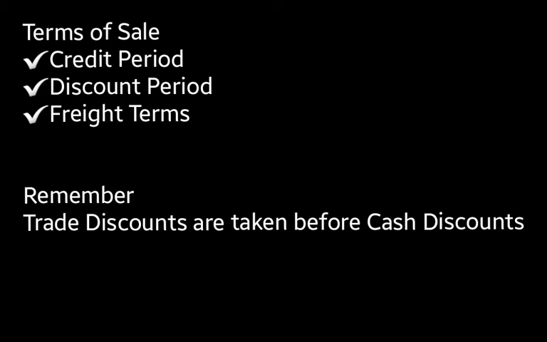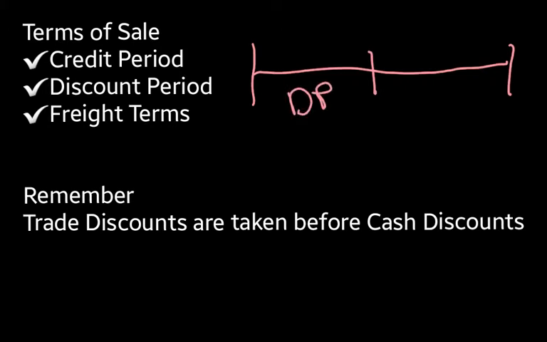Now, all of these problems are going to have terms of sale, and usually you have to find the credit period, the discount period, and then any freight terms that might be involved. The best way to do this is to draw a timeline, which will have a starting and ending point for your credit period, and then we'll find a discount period. So this would be your discount period. The entire thing would be your credit period. It may not apply to the ones in this video, but just remember that any trade discounts are taken before cash discounts.